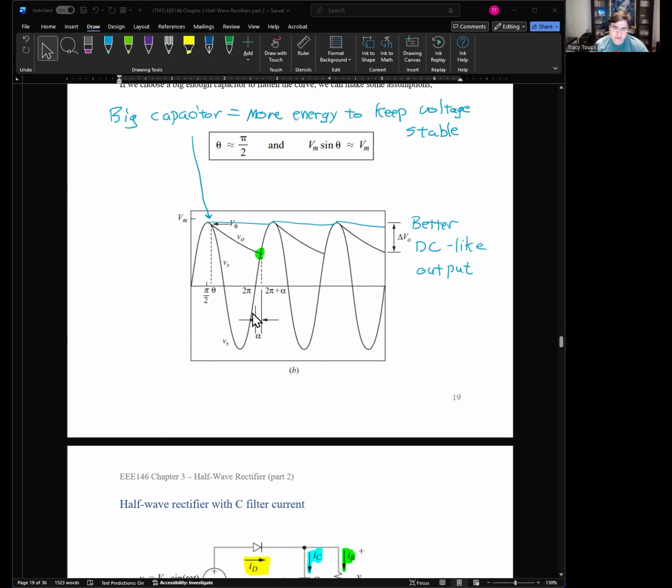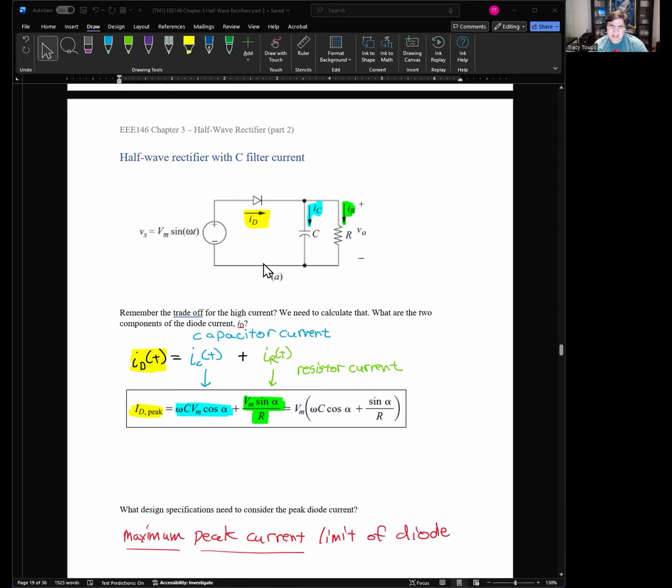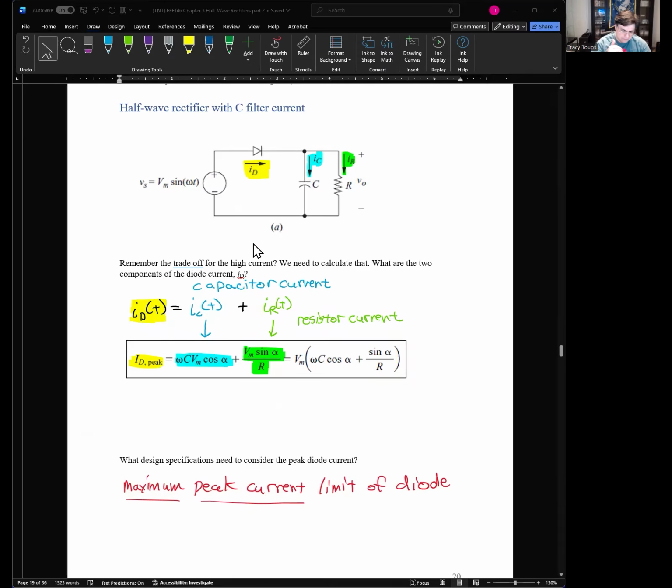Alpha is basically whenever this capacitive voltage meets the AC voltage and switches over, and where the AC voltage starts supplying the circuit. This is also when the current starts flowing back into the capacitor. So we need to figure out what this alpha is going to be, and that's just based on the size of the capacitor, which we'll talk about in the next page. Okay, so everything here should be known. This should just be a hard number crunch, and then you'll get your maximum peak current and what design specifications are needed to consider this peak diode current.